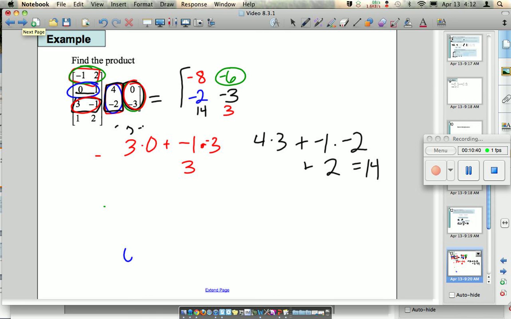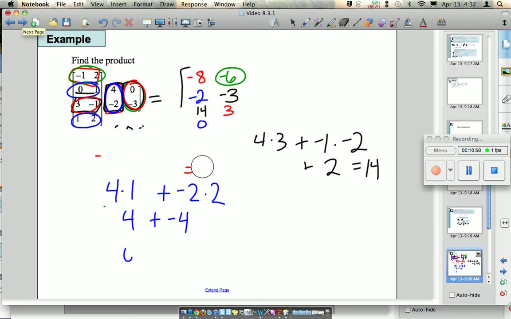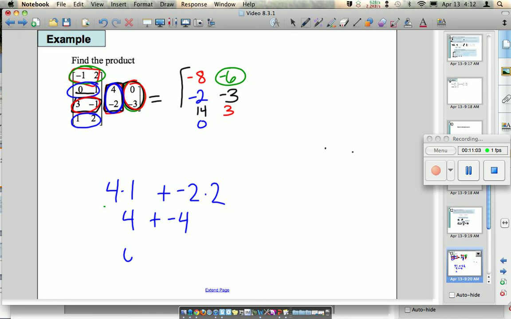Continuing on. Now I'm in my fourth row. Fourth row, times the first column. 4 times 1 plus negative 2 times 2. So I get 4 plus negative 4, 0. And then one more unit for that row. Now I'm doing fourth row, second column, 0 times 1 plus 2 times negative 3. So it'll be negative 6. And I am done with this result.